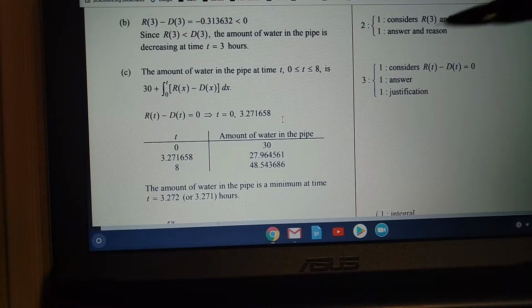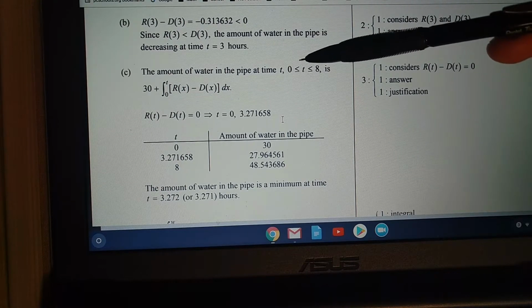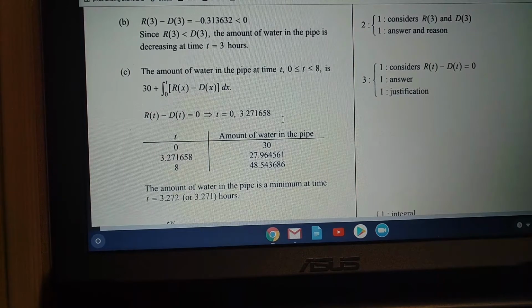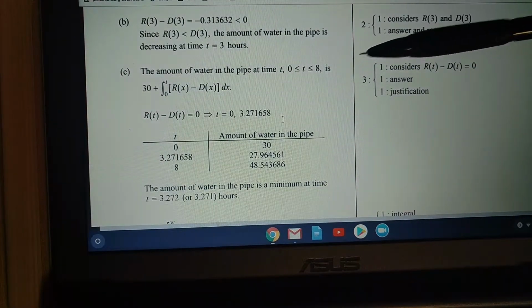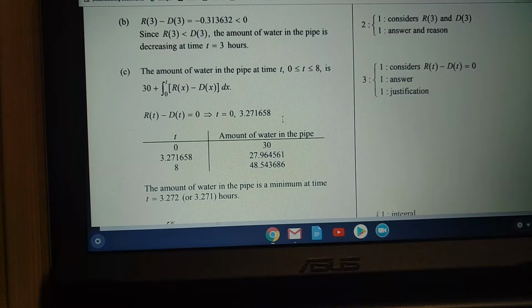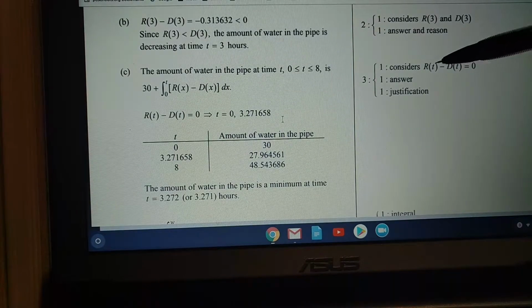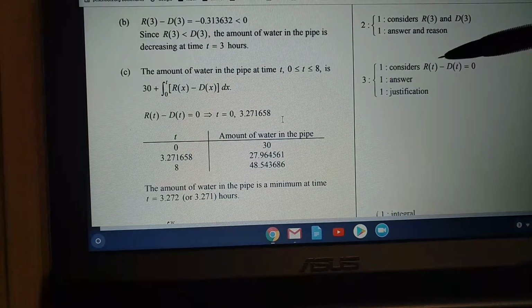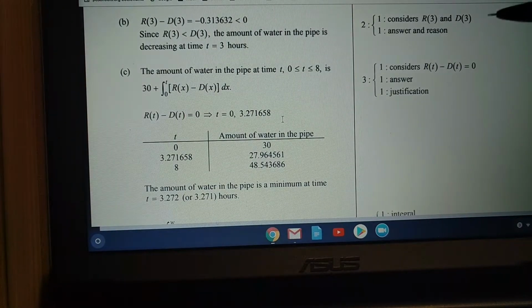So what you're going to do here is your endpoints are going to be 0 and 8, so you will have to check them. And you will also have to check any places where you have a relative max or relative min, in this case, relative min. To do that, you check for critical points where the derivative is 0. So here's your derivative of the amount of water, or the rates. So you're looking for your rate in equals your rate out. In other words, where the difference of those two things is 0. Or you could look for where this equals this. That would be the same thing. So if you consider that, looking for where the rates are equal, you get 1 point.